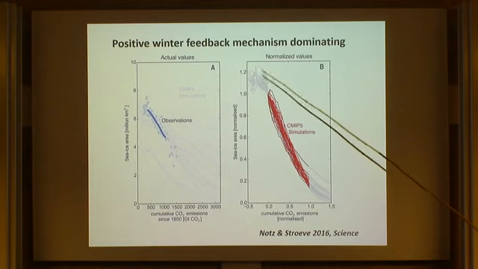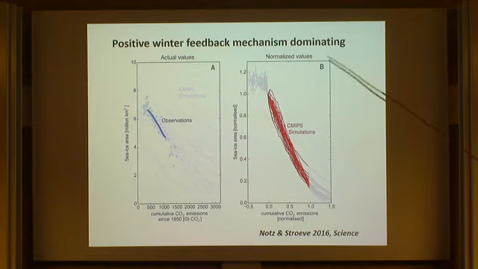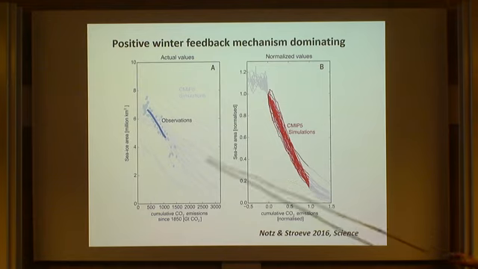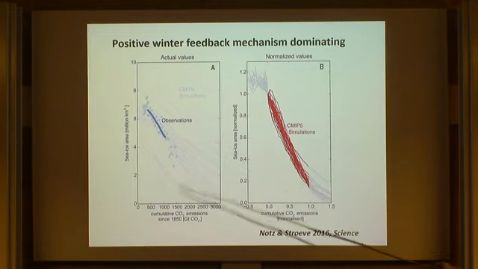This is a study from Dirk Notz and Julienne Stroeve, which shows, based on the winter feedback mechanism dominating, that the change in ice area is quite linear with the increase of CO2. The rate is quite different in the observations and in quite a lot of models, but when the models are normalized, there is quite a strong relationship.